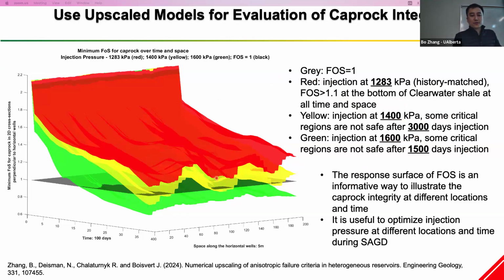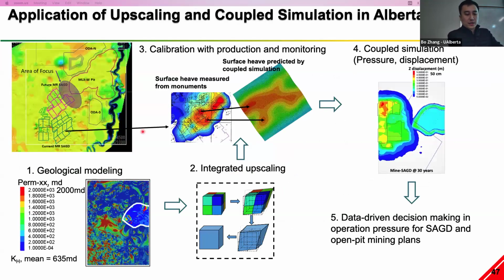So this response surface of factor of safety is an informative way to illustrate the caprock integrity at different locations and times. It is very useful to optimize the injection pressure at different locations and times during SAGD.